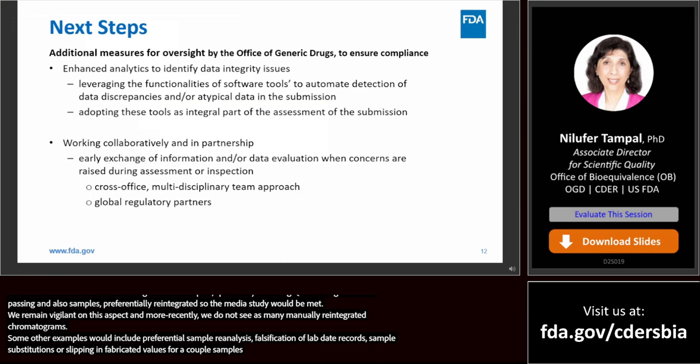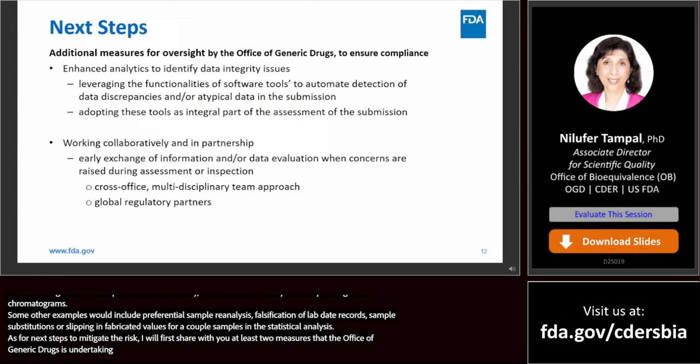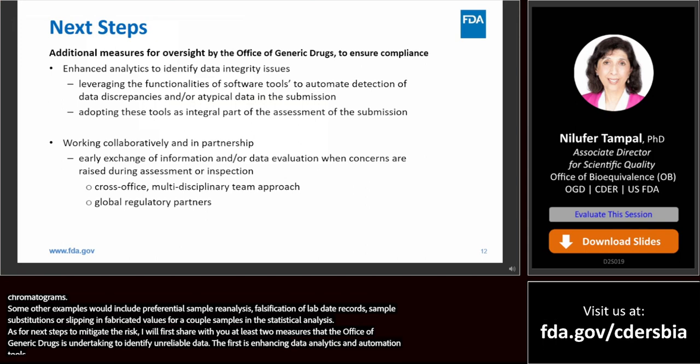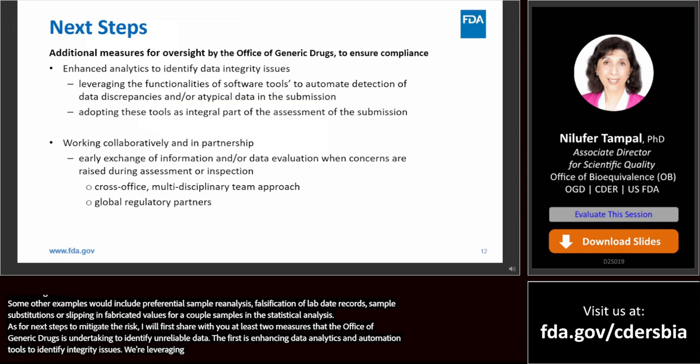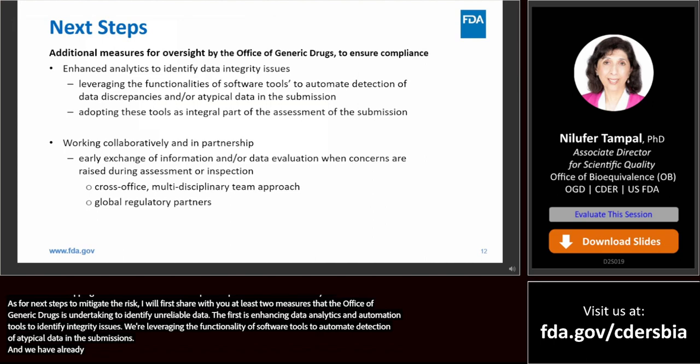As for the next steps to mitigate the risk, I will first share with you at least two measures that the Office of Generic Drugs is undertaking to identify unreliable data. So the first one is enhancing data analytics and visualization tools to identify data integrity issues. Here, we are leveraging the functionality of the software tools to automate detection of discrepant and atypical data in the submissions. And we have already adopted some of these tools as an integral part of our study assessment now.